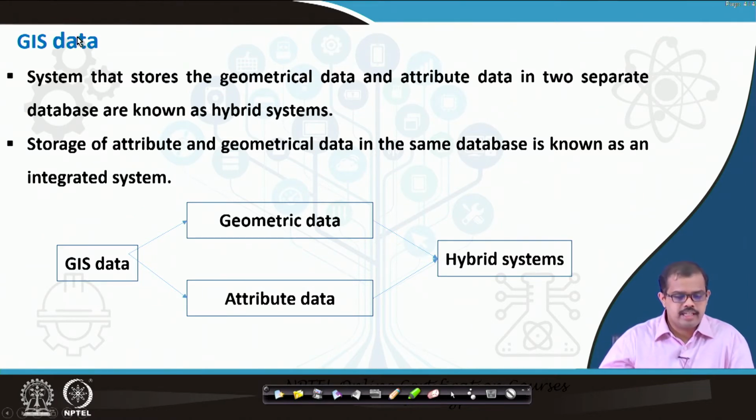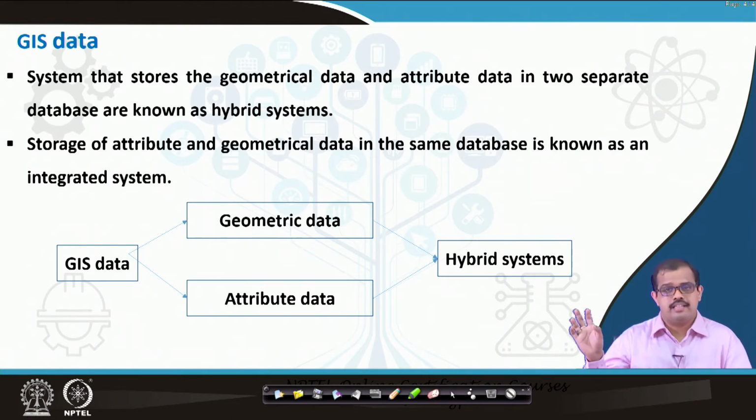When you look at GIS data, basically you have geometrical data and attribute data in 2 separate databases. These are called hybrid systems. Whenever geometric data and attribute data are stored separately, it is called a hybrid system, and most of the file formats today are hybrid systems. Storage of attribute and geometrical data in the same database is known as an integrated system. Very few systems are integrated; most of the systems you use are hybrid.